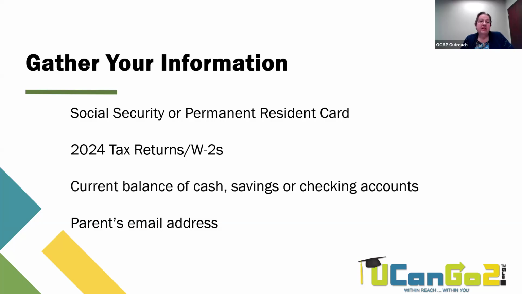Now, the students are going to need to know the current balance of their cash, savings, or checking accounts. So it's good to have that in advance. They're all put together in a total on the FAFSA. That's part of their assets. And the student is also going to have to know their parent's email address so they can invite that parent later on. Now, students will also answer questions about savings, investments and businesses and farms. Granted, most seniors in high school aren't going to have any of those, but they are required to report them if they do.